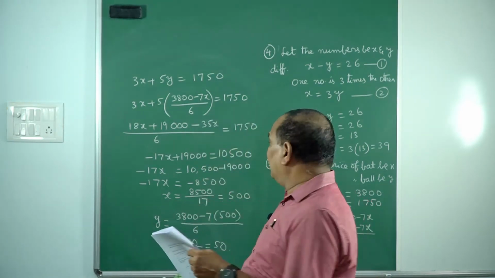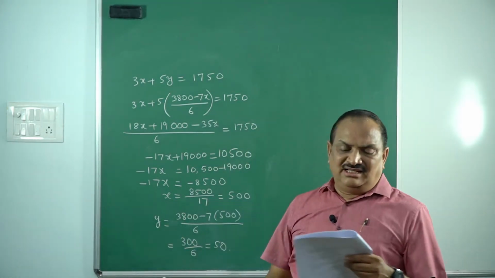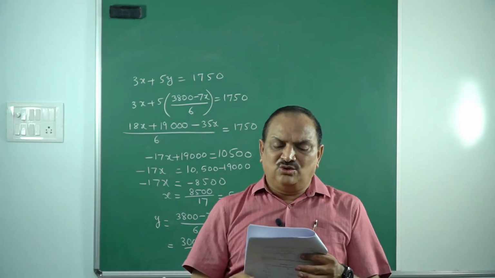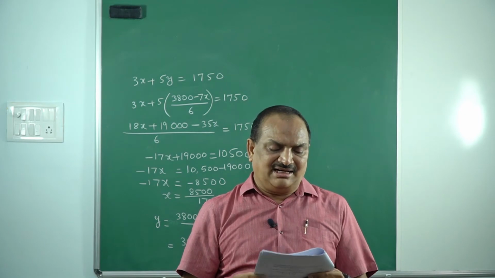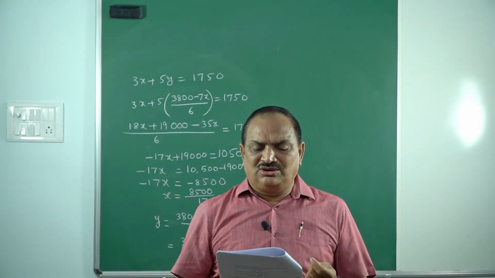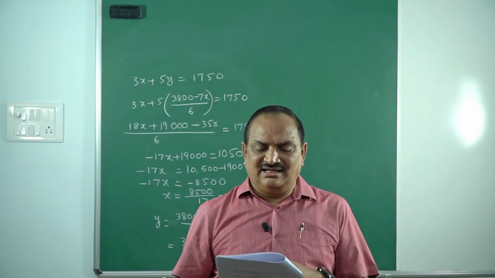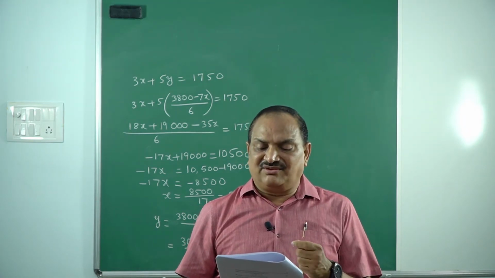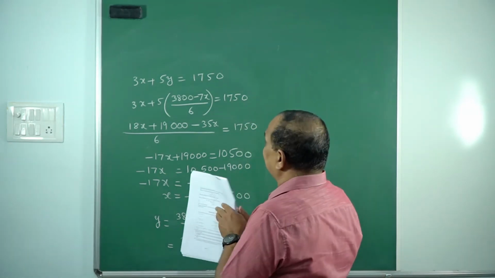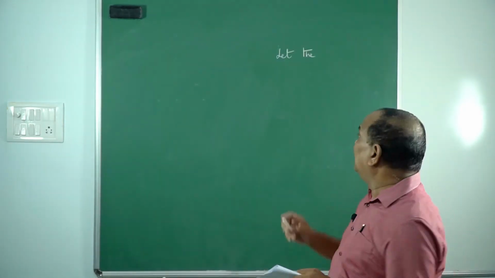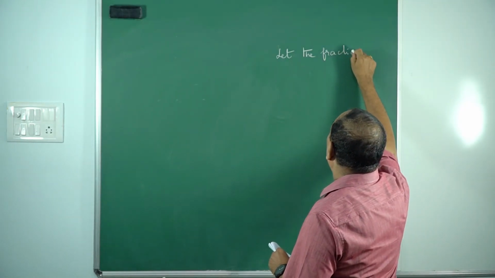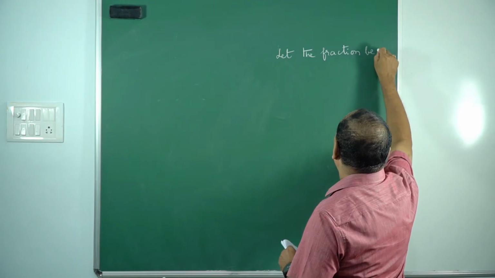I have the fifth bit now. Here a fraction becomes 9 on 11 if 2 is added to both the numerator and the denominator. Okay. If 3 is added to both the numerator and denominator, it becomes 5 on 6. Find the fraction. Now I start like this. Okay. Let the fraction be x on y.